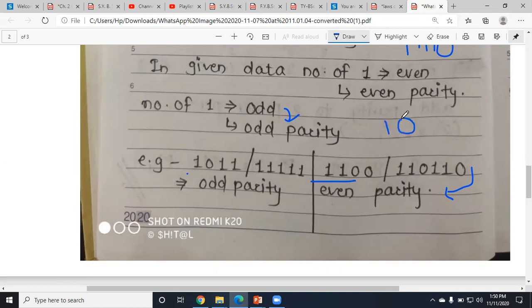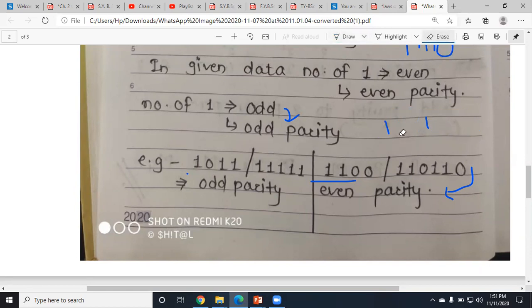See, 1011 and a blank. There is a digit you need to add at this position. If I want to make the parity of this even, what should this digit be? 1. Okay, to make the entire thing even parity, I have to add 1. So the number of 1s will be 4, and 4 is an even number, right? If I want to make it odd parity, what should I add? 0. If I add 0, this will become odd parity.